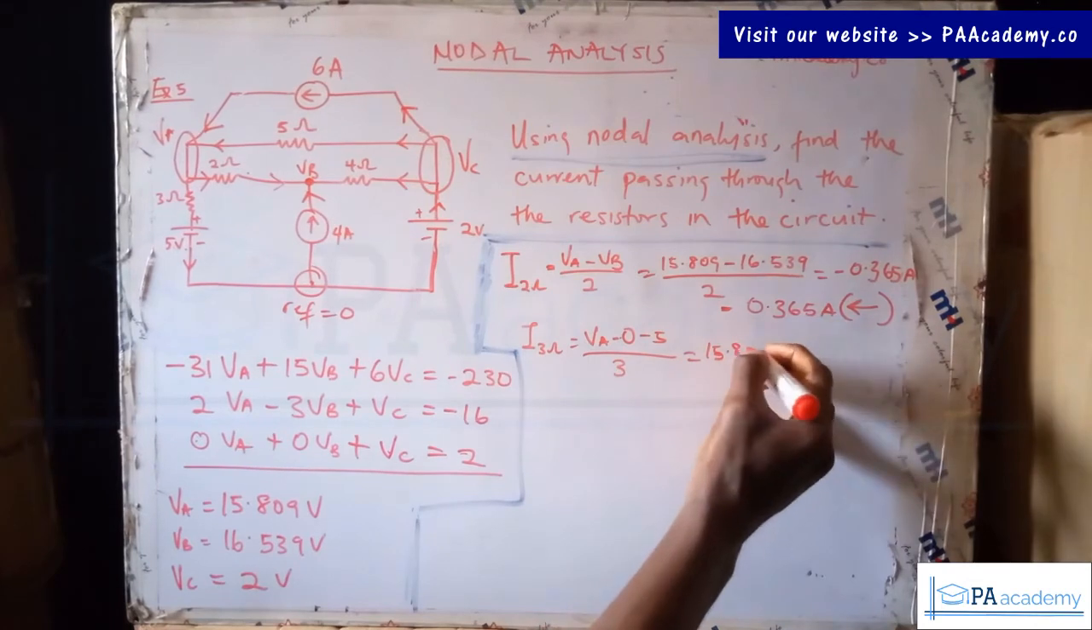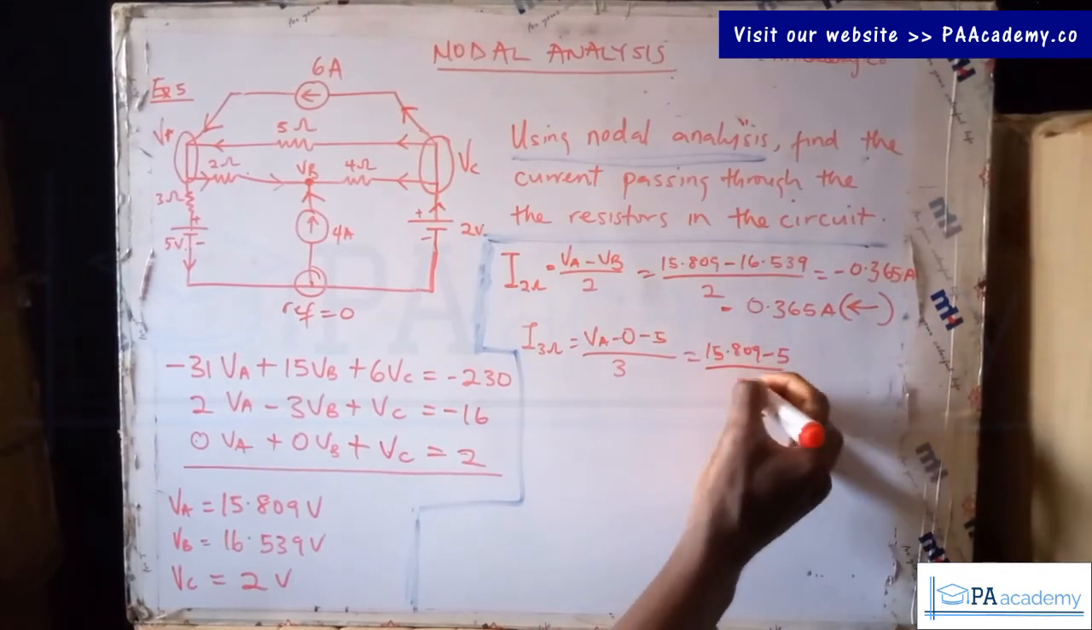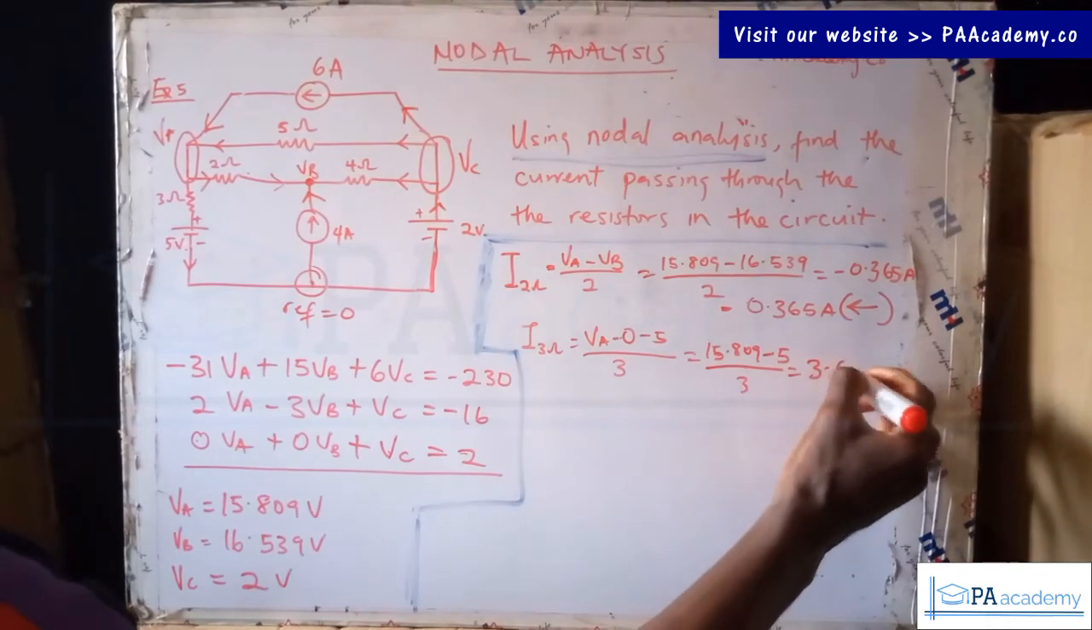15.809 minus 0 minus 5. So that's just like minus 5, then divided by 3. So what would that give us? Punch that in your calculator. So that will give us 3.60 amperes.